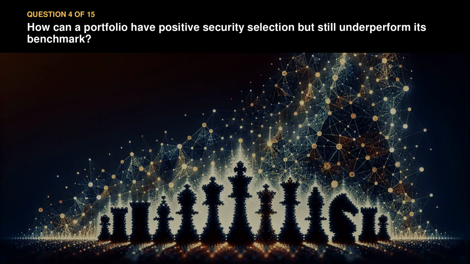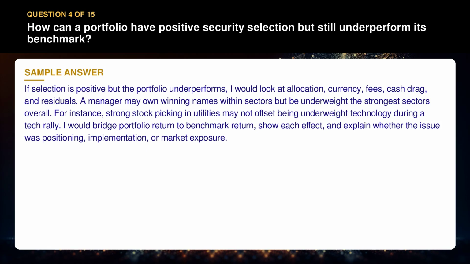Question 4. How can a portfolio have positive security selection but still underperform its benchmark? If selection is positive but the portfolio underperforms, I would look at allocation, currency, fees, cash drag, and residuals. A manager may own winning names within sectors but be underweight the strongest sectors overall. For instance, strong stock picking in utilities may not offset being underweight technology during a tech rally.